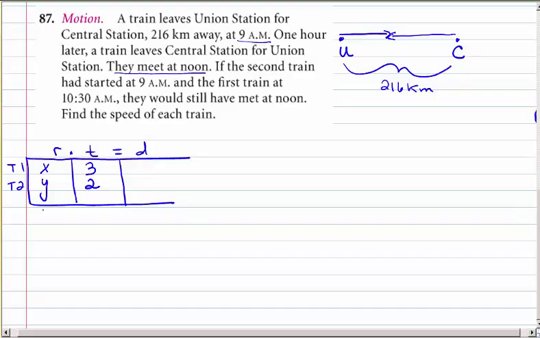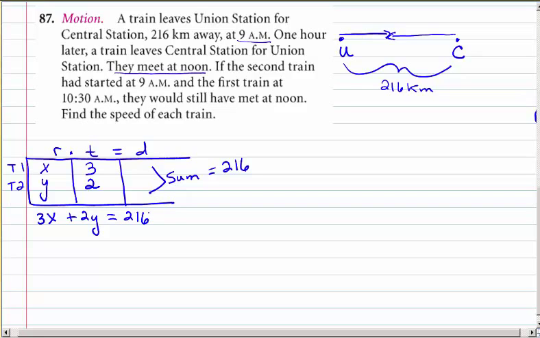And since I've already got two variables in there, I don't want to introduce a third variable. So I'm just going to make a note here that the sum of the distances is equal to 216. So from this box, I can get the equation 3x, which represents the distance that train 1 traveled, plus 2y, which represents the distance that train 2 traveled, is equal to 216.